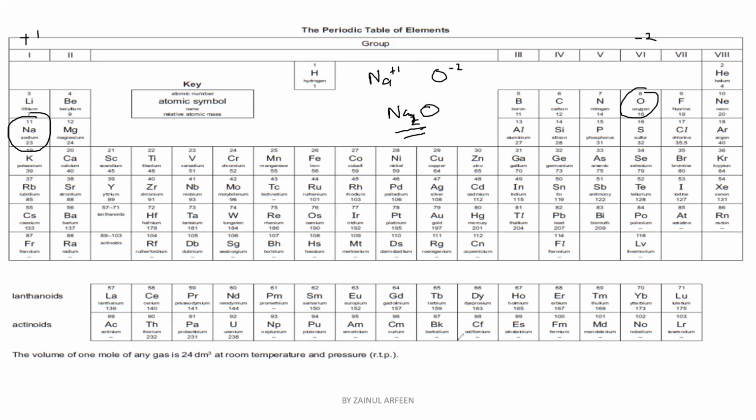So first we are drawing the structure of sodium oxide, and for that we should know the formula: sodium is Na, +1, and oxygen is group 6, -2, so the formula is Na2O. That is one thing. Now, what does it mean? It means you have to draw 2 sodium and 1 oxygen.